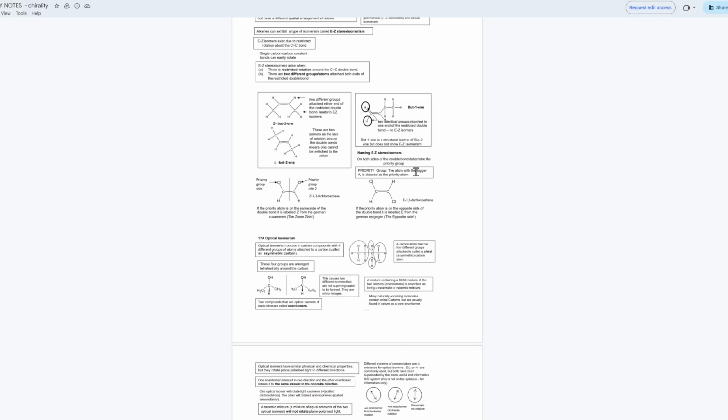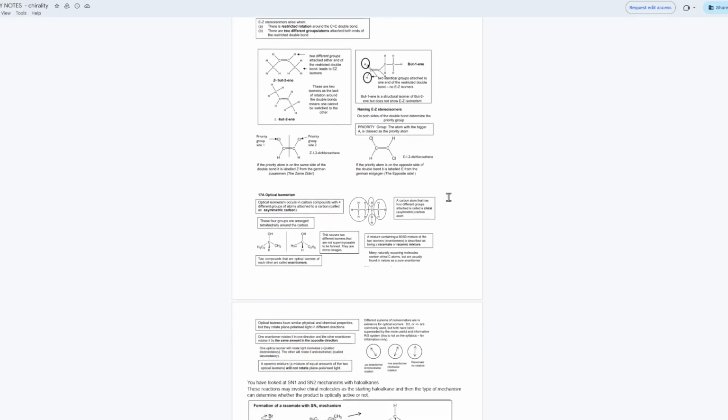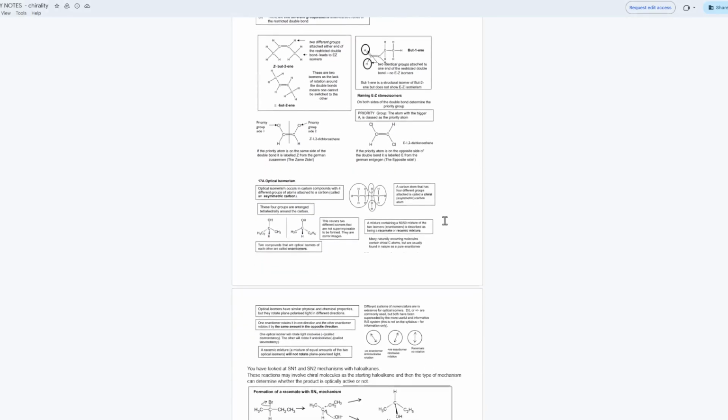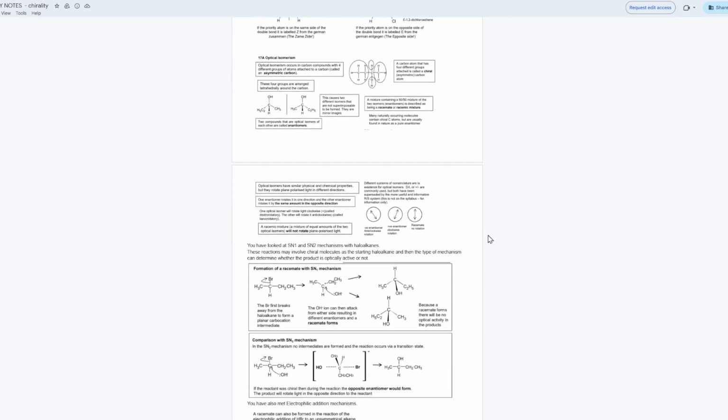Okay. This is pretty simple. I think this is pretty easy here. Optical isomerism, move on to that.